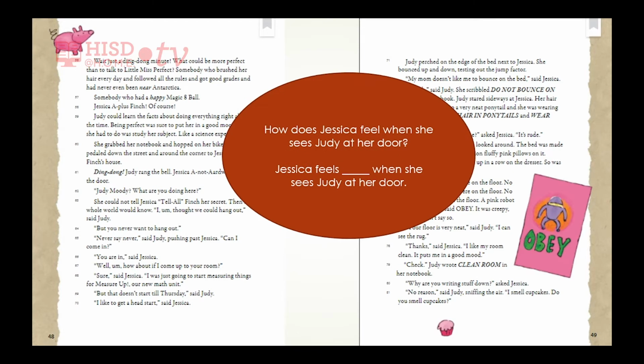How does Jessica feel when she sees Judy at the door? Jessica feels blank when she sees Judy at the door. I want you to use that sentence stem to answer that question.